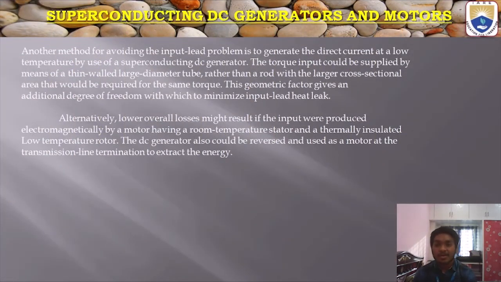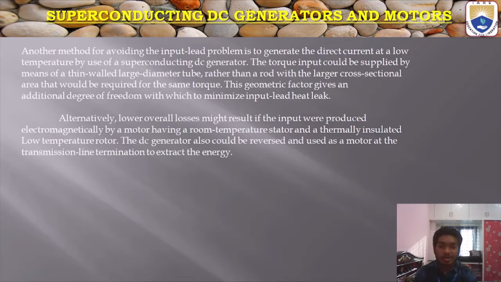Another method for avoiding the input lead problems is to generate the direct current at low temperature by use of a superconducting DC generator. The torque input would be supplied by means of a thin wall, large diameter tube rather than a rod with the larger cross-sectional area that would be required for the same torque. This geometric factor gives an additional degree of freedom with which to minimize input lead heat leak.